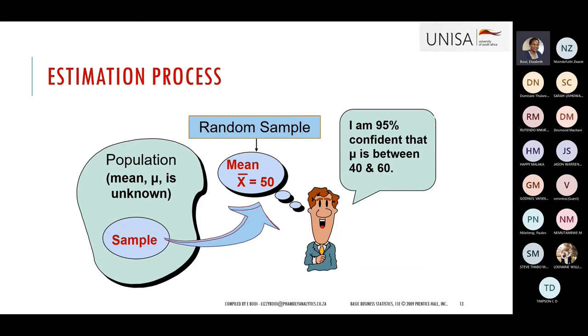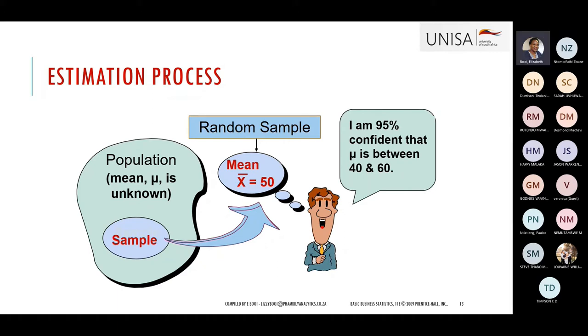So a confidence interval is just a process of estimating a population parameter, which is included in your interval, in order for you to be able to infer the results. Let's assume that here you have your population where the mean is unknown. You collect a sample from this population using a random sampling method, and from this sample you calculate the statistic, and you find that the statistic of the sample you have selected is 50, right?